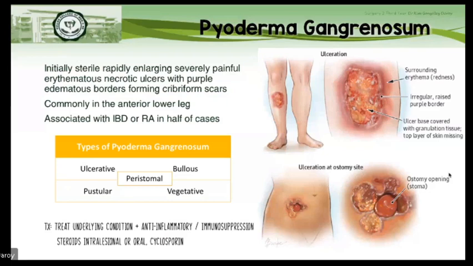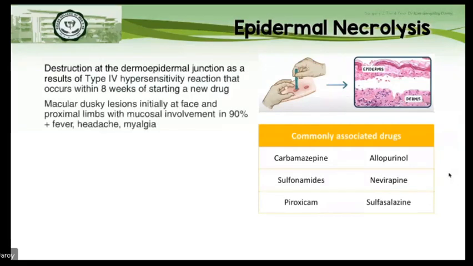Epidermal necrolysis is characterized by cutaneous destruction at the dermal-epidermal junction as evidenced by a skin biopsy. The clinical presentation usually occurs within 8 weeks of initiation of a new drug treatment and is characterized by a macular rash starting at the face and trunk and rapidly progressing to the extremities. This is a type 4 hypersensitivity reaction. There is mucous membrane involvement in about 90% of cases and can involve the oral, genital, ocular, respiratory, and GI mucosa. This can also be associated with high fever and pain.